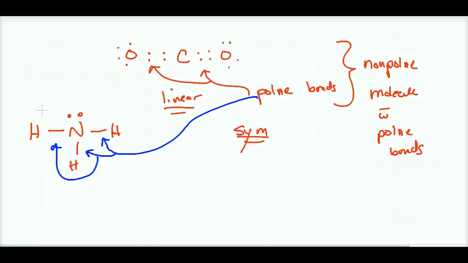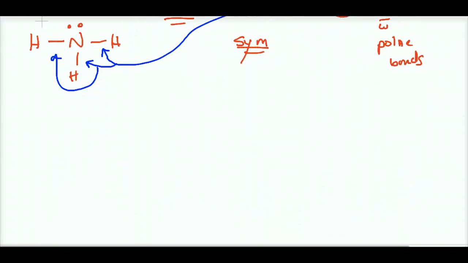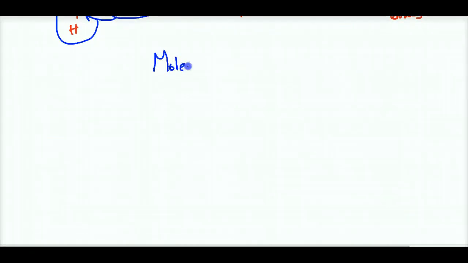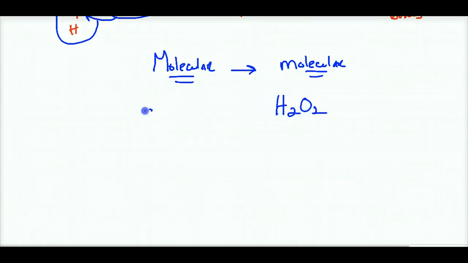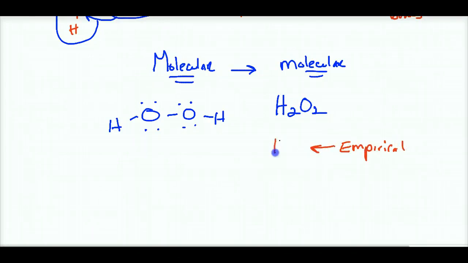All right, so what are the properties of covalent compounds? Well, covalent compounds are called molecular because they make molecules, and their formulas are molecular. Molecular formulas are exactly how they exist in nature. Hydrogen peroxide exists as H2O2. Its Lewis dot diagram looks like this. This is the molecular formula. What's the empirical? Empirical is the lowest ratio, and that would be HO. So here's the molecular, how it exists in nature.